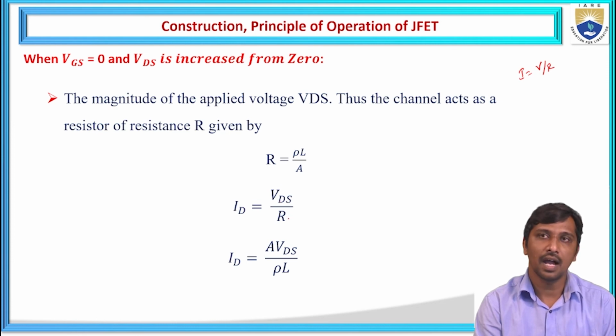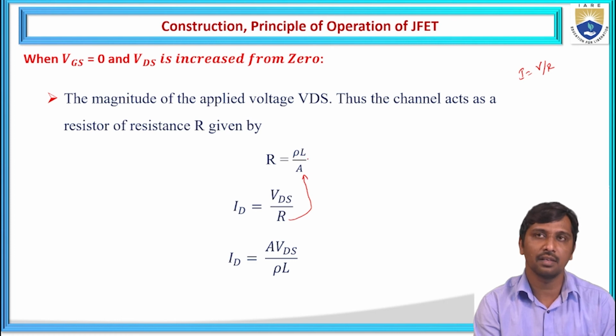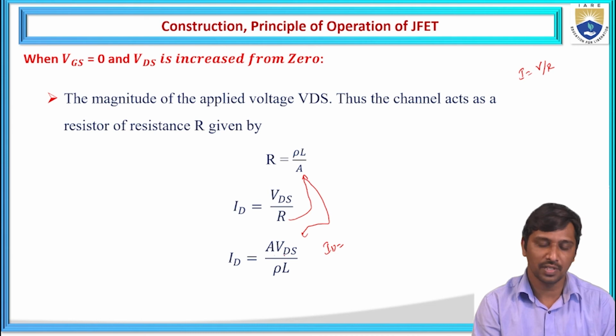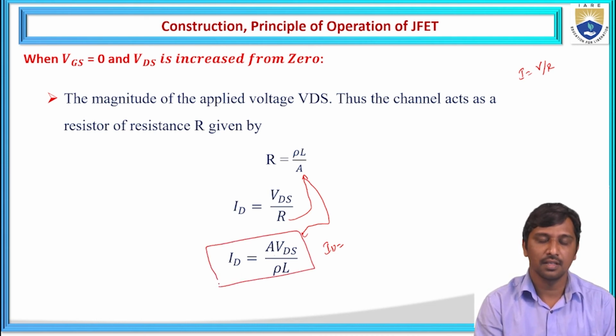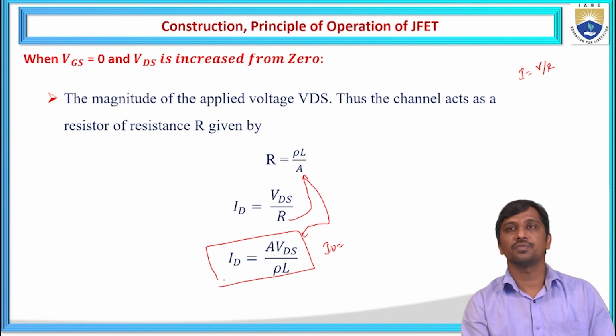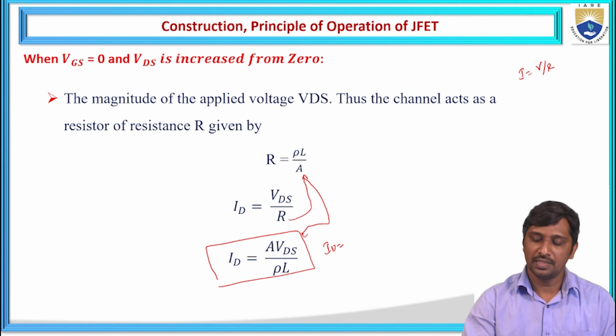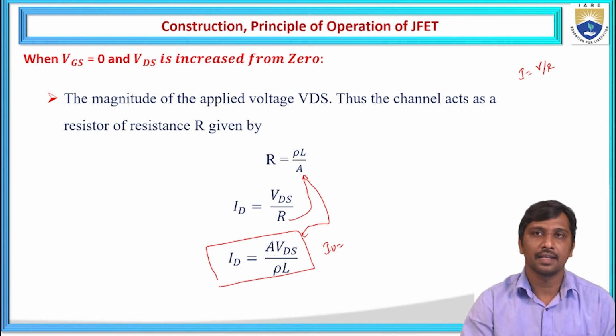But here R depends on these three parameters, rho L by A, where L is the length of the channel and A is the cross-sectional area. You can substitute this R here. Now ID becomes A times VDS by rho L. Due to this factor, the drain current flows from the drain to the source. Now, based on this condition, this is the maximum drain current.